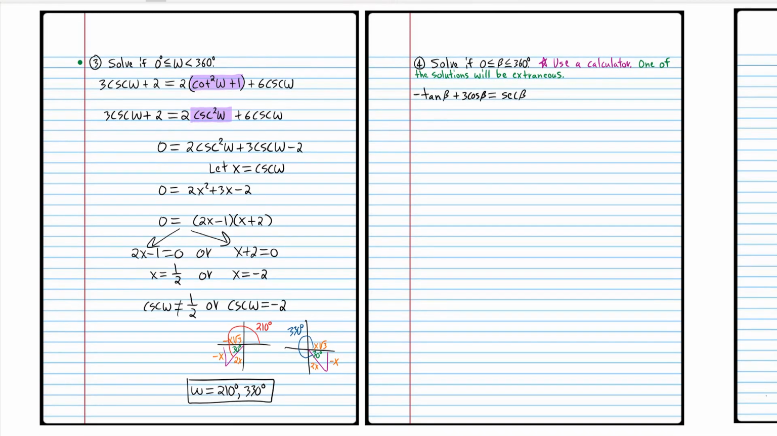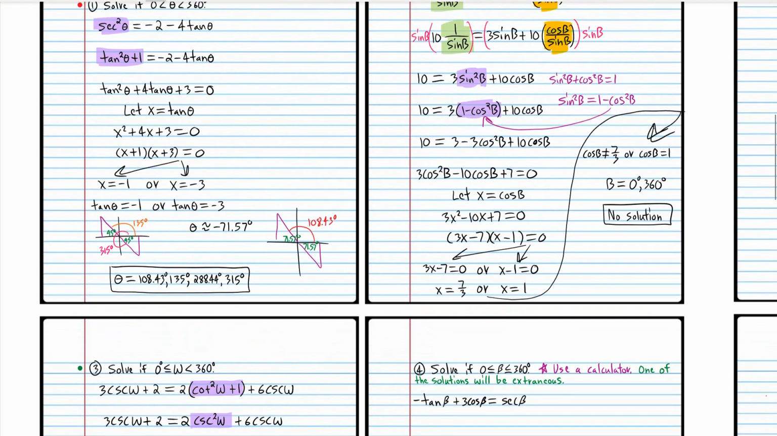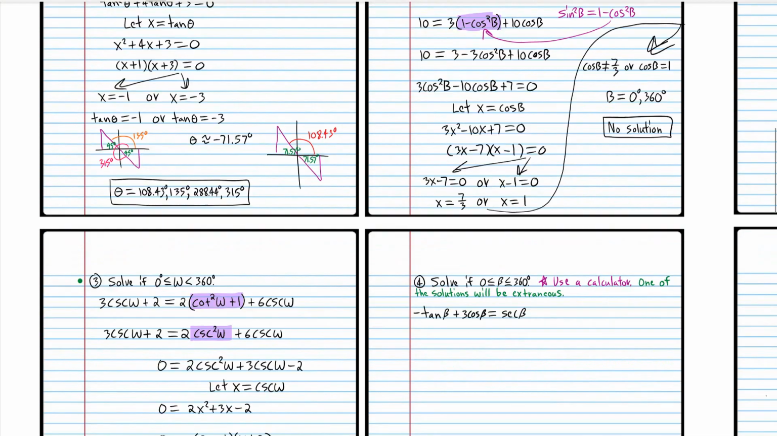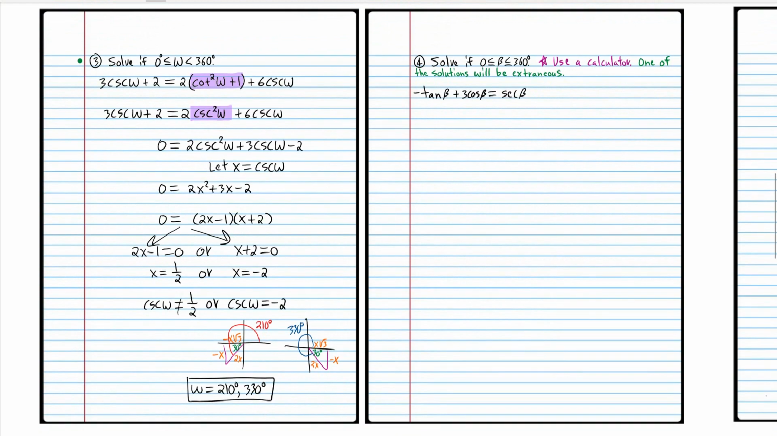Okay, I want you to try number 4. Get a picture of number 2 to help you. Be aware that there's going to be an extraneous solution, meaning when you plug the solution back into the original equation, you're going to get an undefined expression. Also be aware that you're going to need a calculator. So try number 4, and when you come back, we'll do it together.